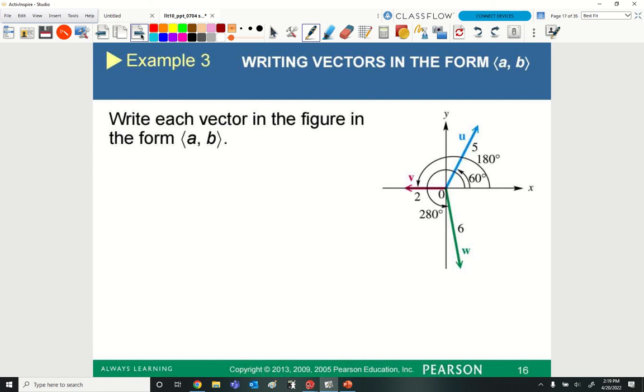So, write each vector in the figure in the form (A, B). So, vector notation. We have 3 different ones on here. I'm going to start with U. To get U, I'm going to start with, what is the magnitude on U? 5. What's my direction on U? 60. Yeah, it is 60, right? So now we go 5 cosine of 60, comma, 5 sine of 60. So please calculate that.